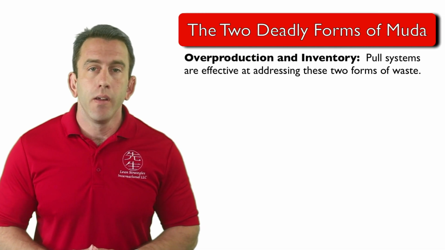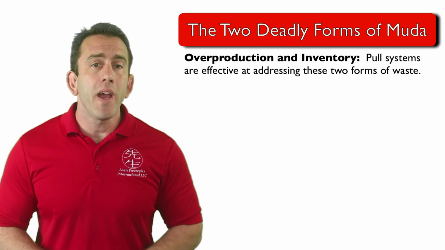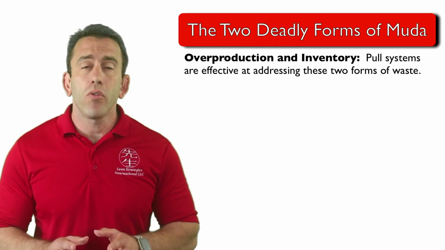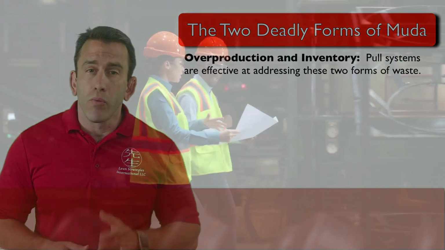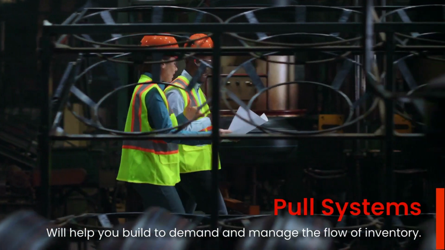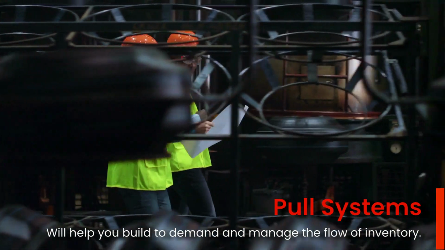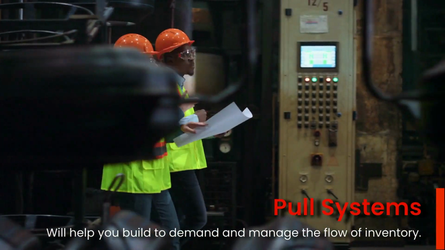Two of the most deadly forms of Muda that you will face in your journey of continuous improvement are overproduction and inventory. Pull systems can be quite effective at addressing these two forms of waste. As we've learned, a pull system will help you build to demand and manage the flow of inventory.